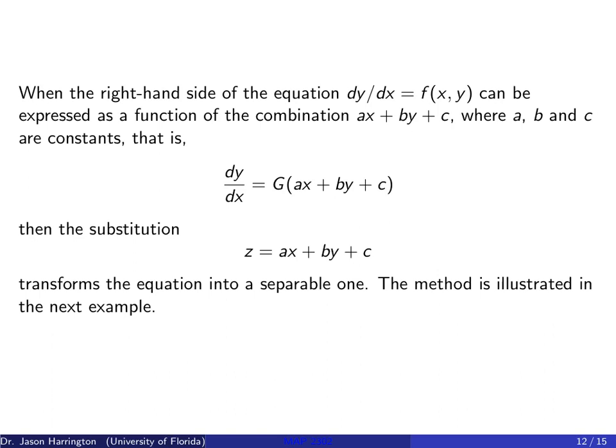All right. Hopefully some people made it this far, but now this is our last one of this particular section for our substitution. When the right-hand side of the equation dy over dx is equal to f of x comma y, if we can represent this f in terms of some linear combination of just a and b, and then a constant at the end, plus c, then we have a function g written in this term. Then we make this substitution here, that's going to be our substitution, and that turns the equation into a separable one. So let's take a look at this, work this one out.